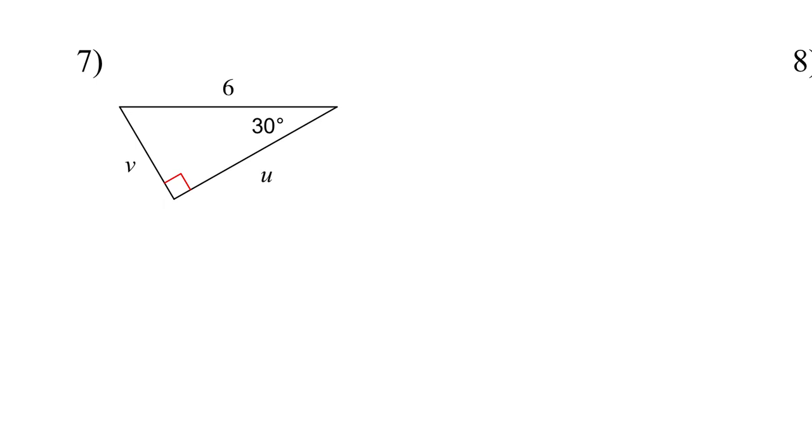And then to find the longest leg, I'm going to multiply my shortest leg times the square root of 3. Number 7 here, I have a 30-60 degree triangle, special right triangle, where I have the hypotenuse. On that one, I'm always going to find first my shortest leg, that is the opposite of 30. In this case, it's v. So v, I'm going to find it by dividing 6 by 2, so that's 3. And then to find u, that is my longest leg, I'm going to multiply my shortest leg times the square root of 3.